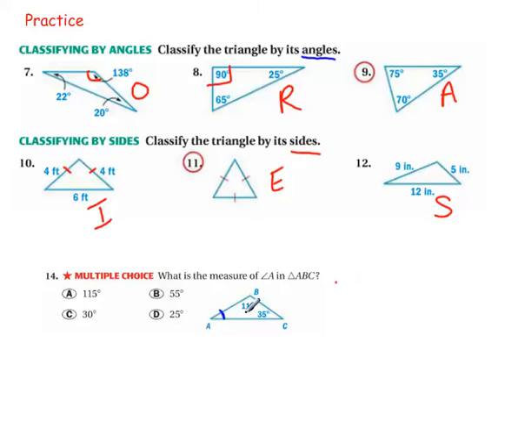My angles here, everything inside the triangle, the measurements need to add up to 180. So right now, 115 and 35, that's 150 degrees so far. So there would be 30 degrees left.